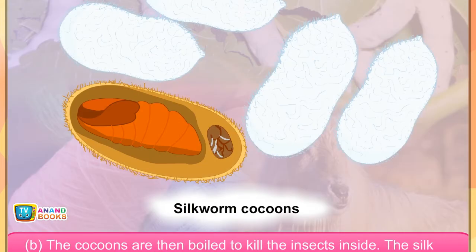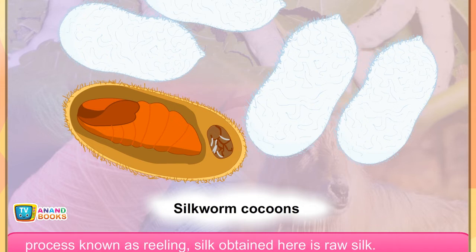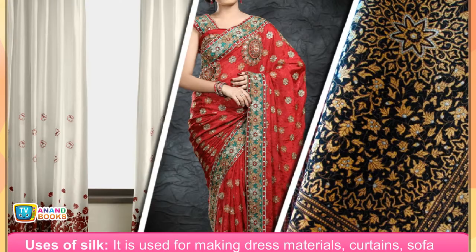B. The cocoons are then boiled to kill the insects inside. The silk fiber is obtained from the cocoons by the process known as reeling. Silk obtained here is raw silk. Uses of silk. It is used for making dress materials, curtains, sofa covers, and carpets.